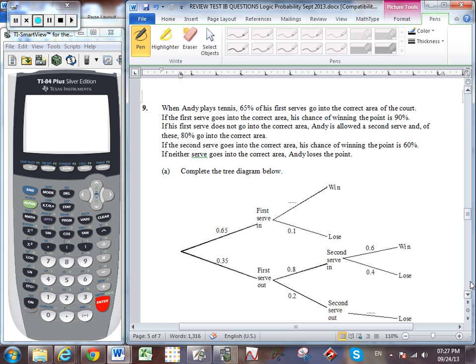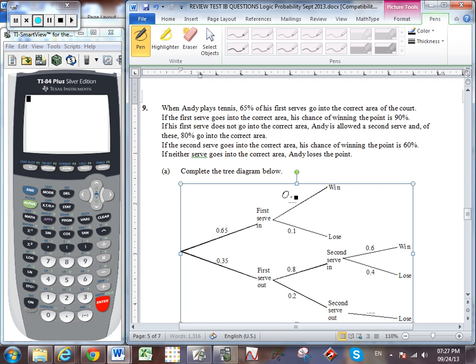Number 9. When Andy plays tennis, 65% of his first serves go into the correct area of the court. You can see this, 65 or 0.65. I'm glad that they're drawing the tree diagram with decimals, because drawing it with percentages is almost certain death. If the first serve goes into the correct area, his chance of winning the point is 90%. So if his first serve goes in, then his chance of winning is 0.9.